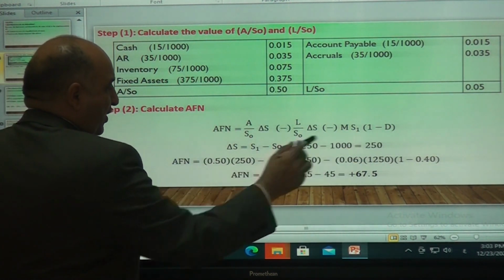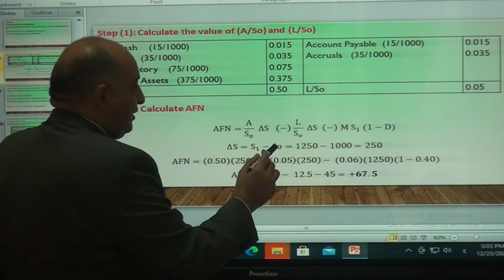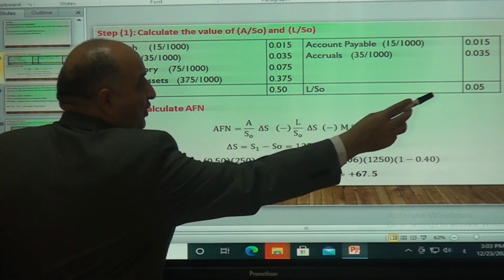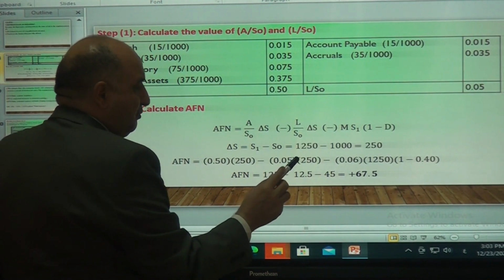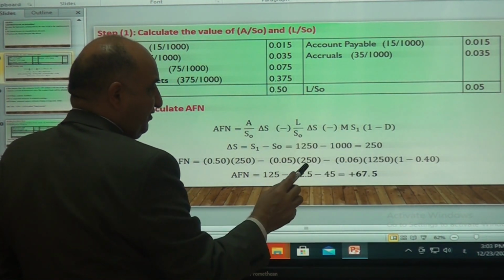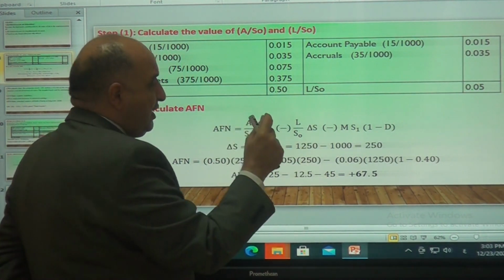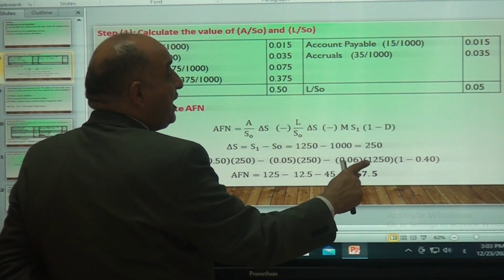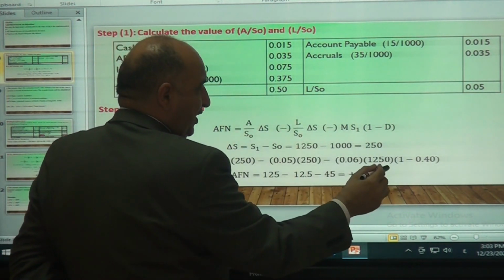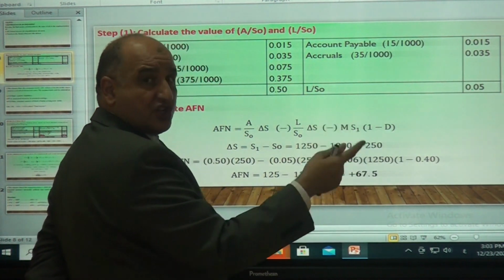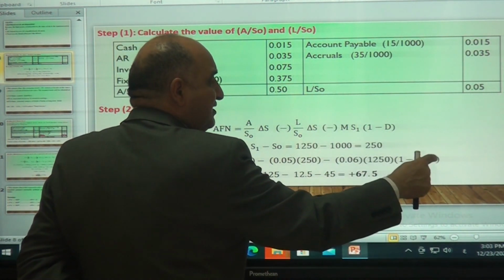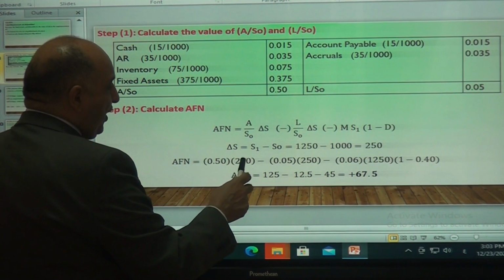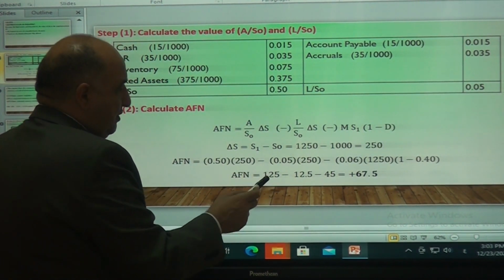Multiply delta sales, which is 250, minus L, which is liability as a percentage of S0, we calculated it equals 5%. Multiply delta sales, we calculated 250, minus, please don't forget, minus profit margin, M, multiply S1, which is 1,250, multiply retention ratio, or 1 minus dividends ratio. Multiplying 50% multiply 250 equals 125.